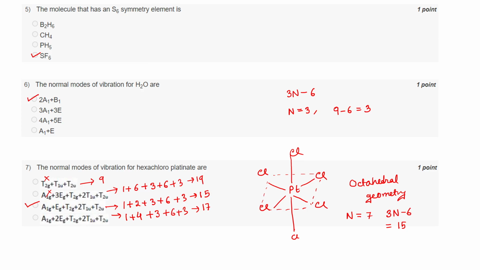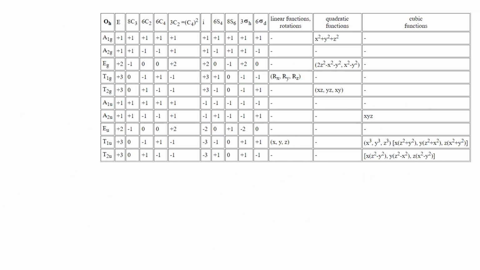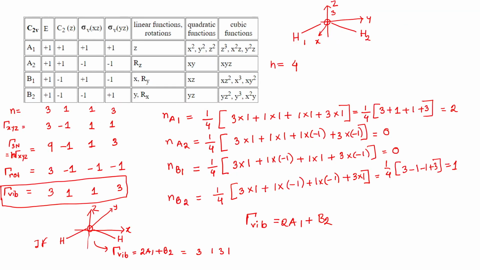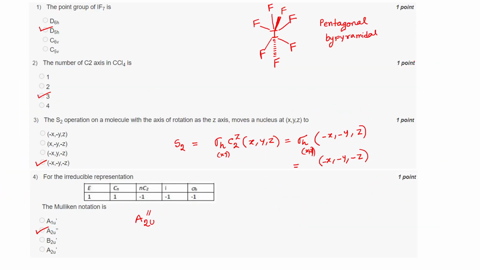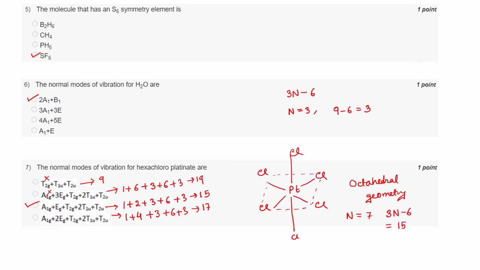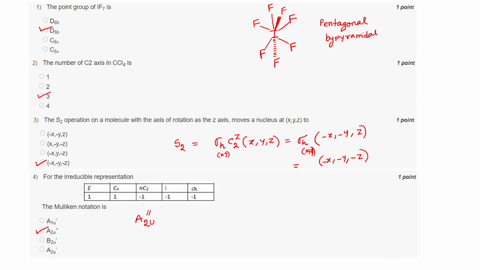I have given you the character table of octahedral here. Try to perform the reduction, I have not written it, I will write: ai is equal to 1 over h. Try to solve this for hexachloroplatinate, and with this today we will stop our session.